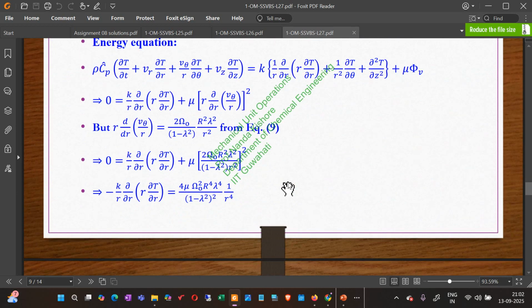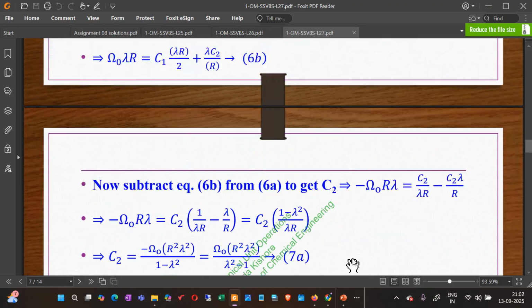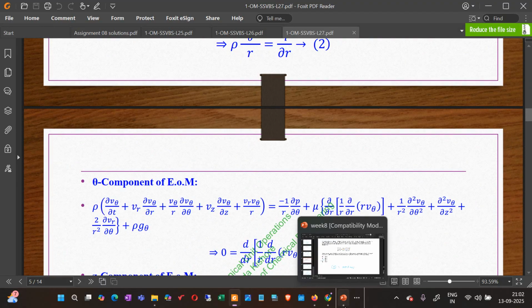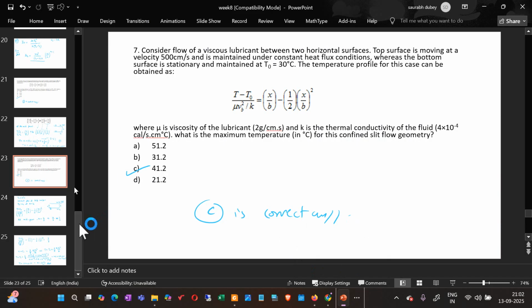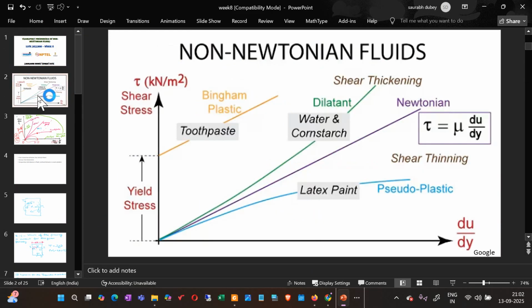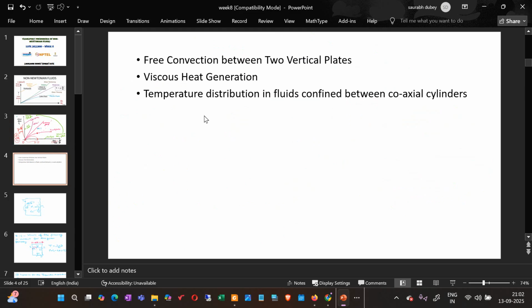For 3 problems we had 3 different Brinkman numbers, and one was the Cartesian one. Okay, so thank you so much. And now this was week 8, and we have solved sufficient problems on free convection between two vertical plates, viscous heat generation, and then temperature distribution in the fluid confined between coaxial cylinders.